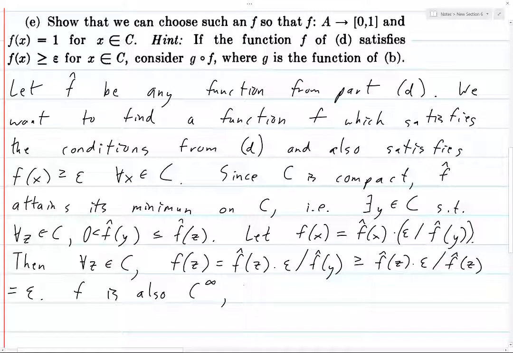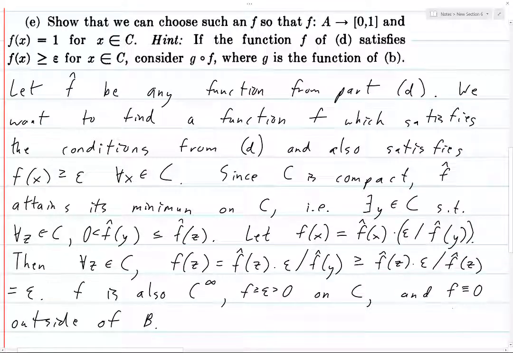f is strictly positive on C because it's greater than or equal to epsilon on C. So you could even write f is greater than or equal to epsilon, which is strictly greater than 0 on C. And f is identically equal to 0 outside of the closed set B from part D. And this is true because f hat is identically 0 outside of the set B. And so multiplying f hat by a positive constant won't change that. Okay.